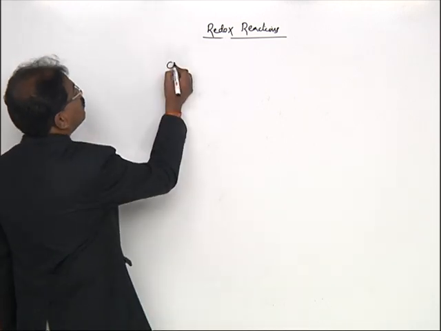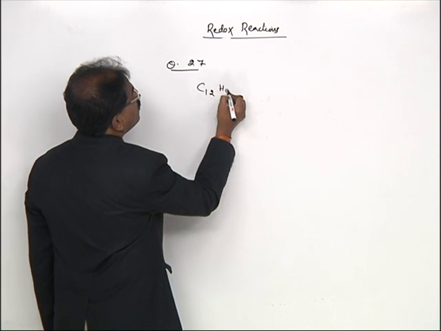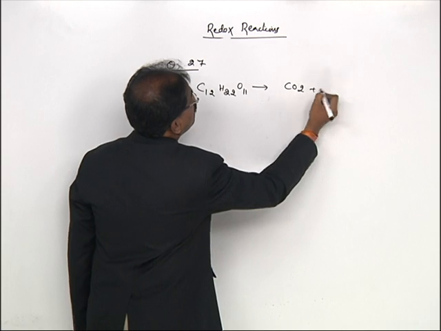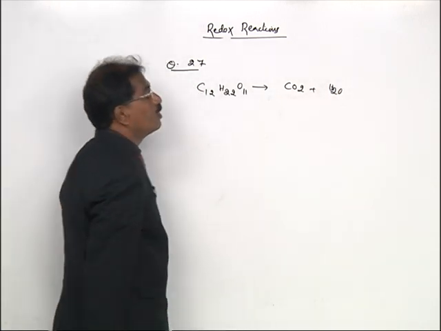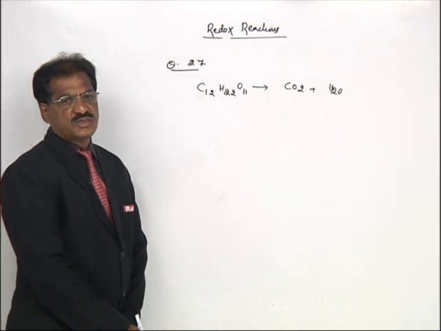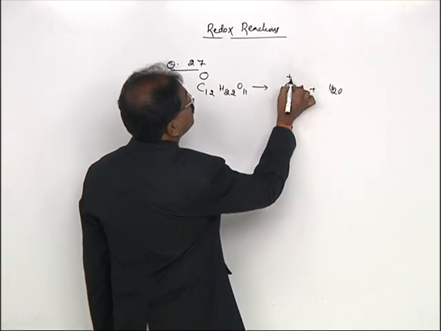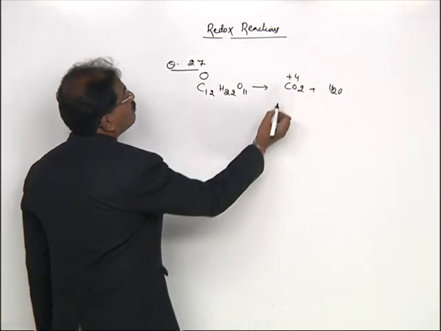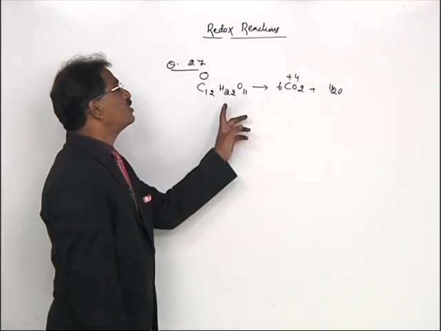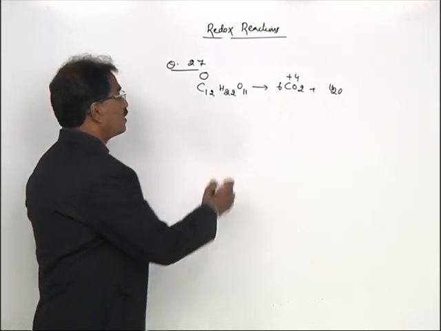Next, question number 27. Here sucrose, C12H22O11, is converting into CO2 and H2O. In this reaction, what is the change in the oxidation state of the carbon? Here oxidation state of the carbon is 0, here +4. That means every carbon is undergoing oxidation. Therefore, whenever sucrose converts into CO2, that is an example of oxidation. Hence, option 1 is correct.